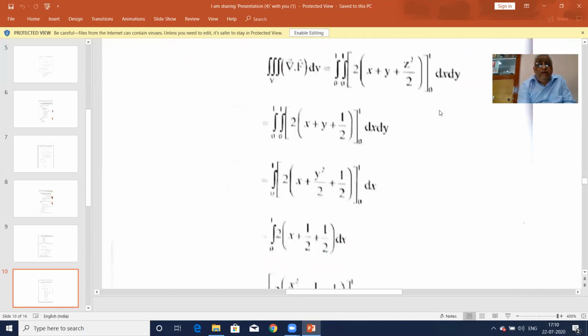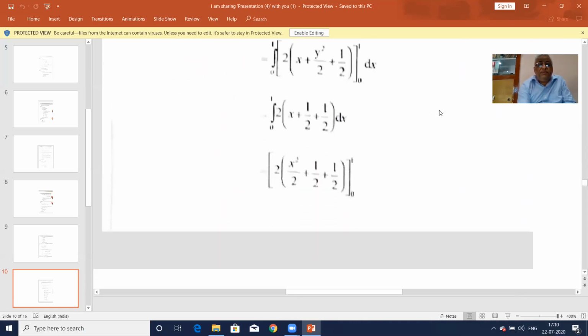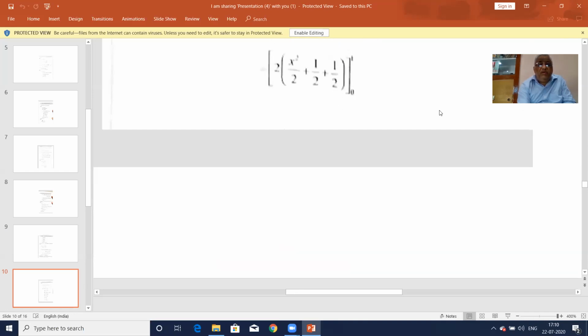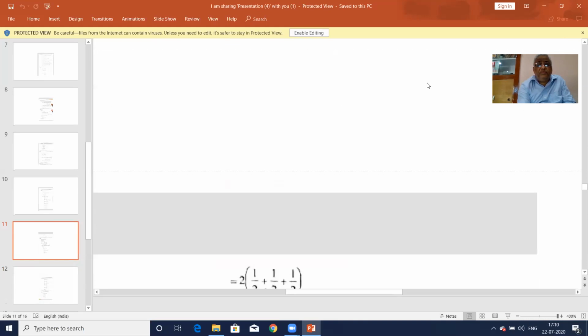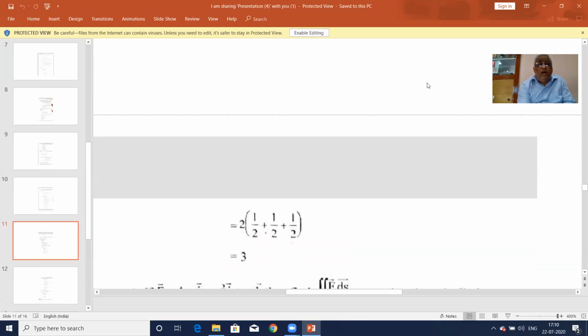We get the values as, it is equal to this integral: 2 into 1 half, 1 half, 1 half. 3 one-halves added gives 3 by 2, and 2 into 3 by 2 is 3.